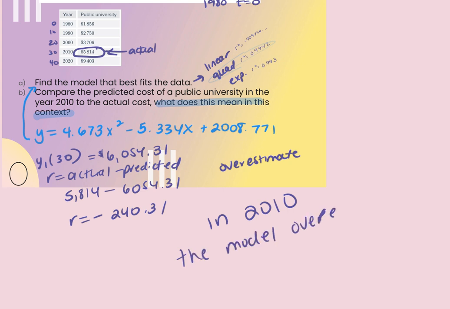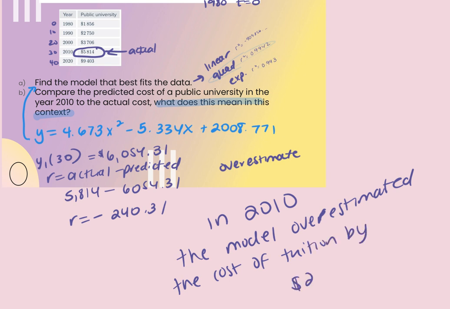overestimated the cost of tuition by $240.31. So you have to give the input, which was the 2010. You have to give the over or under estimate, and you have to give the amount that it over or underestimated by.